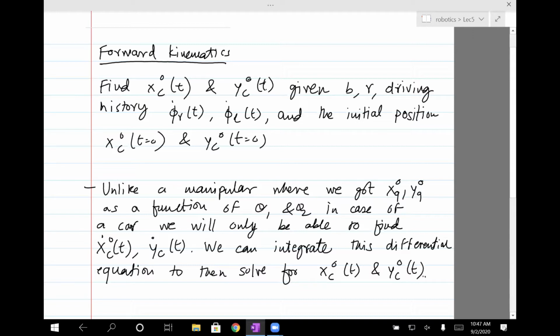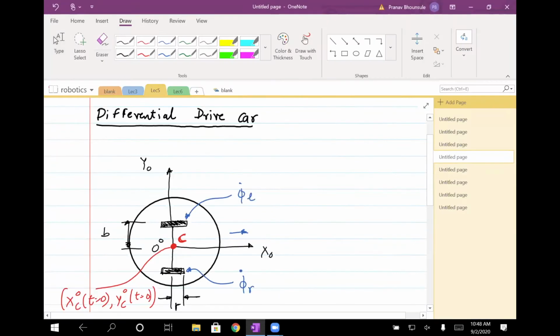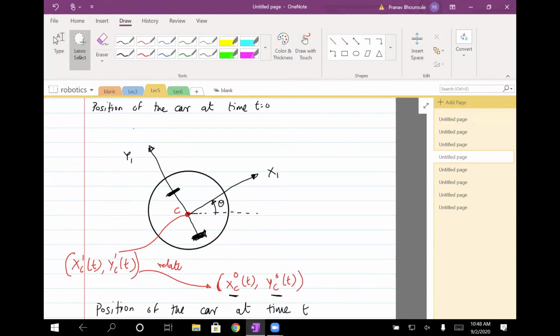Okay, so that's the setup. Let's see how to find the rate of change of position. Okay, and the way we'll do this is we'll actually use the frame 1 to do it and then relate frame 1 to frame 0 using the rotation matrix we talked about earlier. So for that, I'll have to copy this figure.